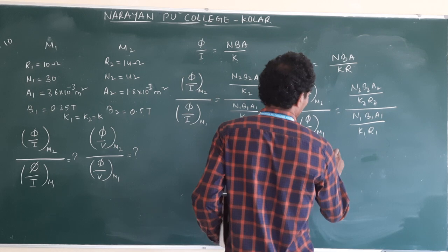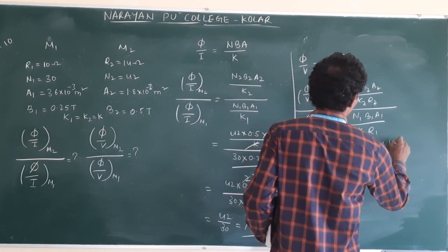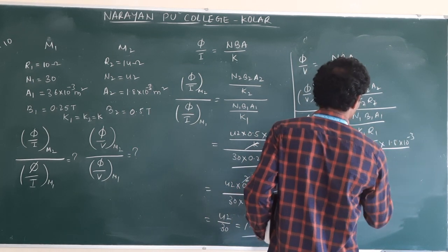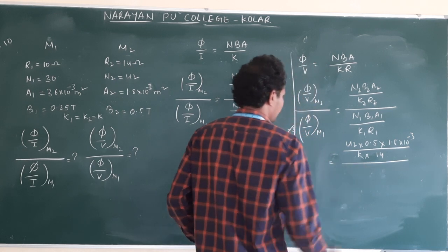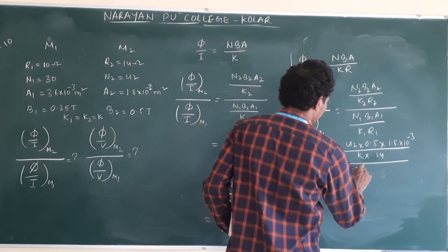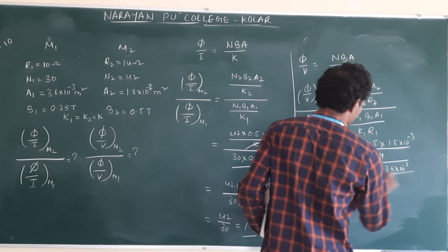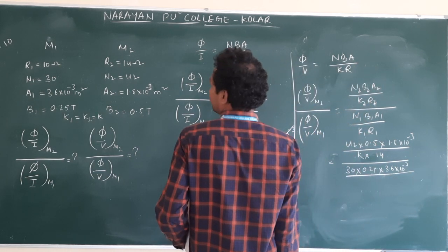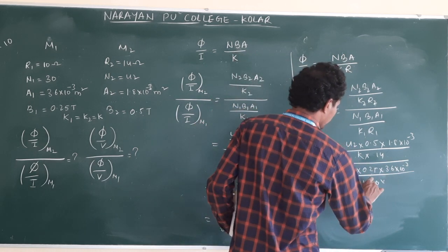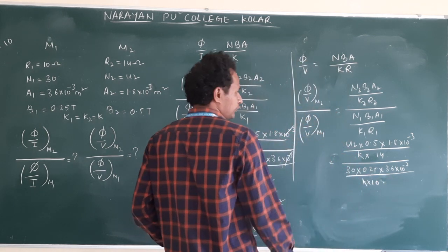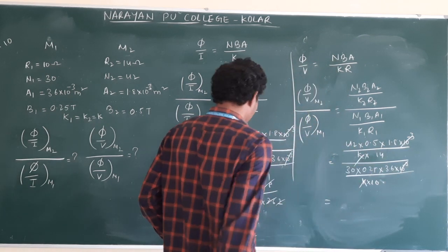Now substitute their values. N2 same values, 42 into 0.5 into 1.8 into 10 power minus 3 by K as it is, R2 value 14, by now this is 30 into 0.25 into 3.6 into 10 power minus 3 by R1, 10, into K. K cancels, minus 3 cancels. Remaining all are same calculation.